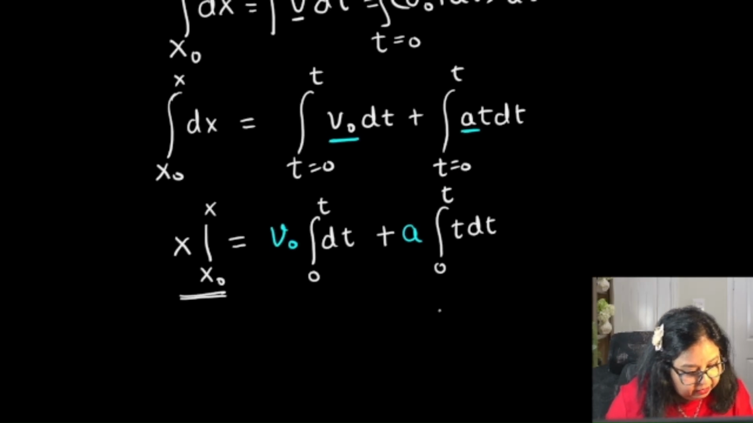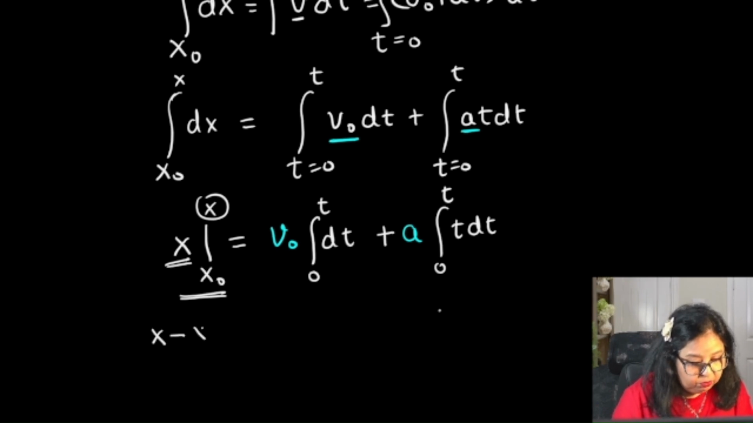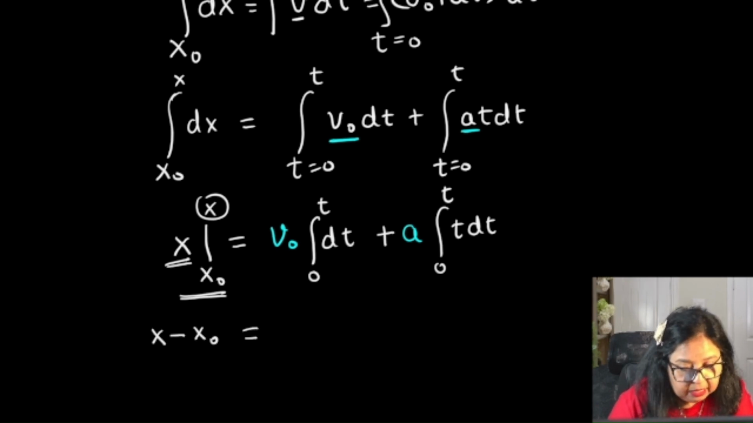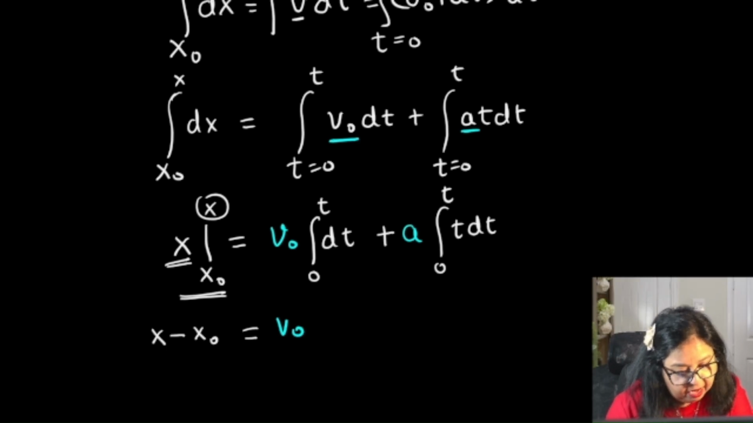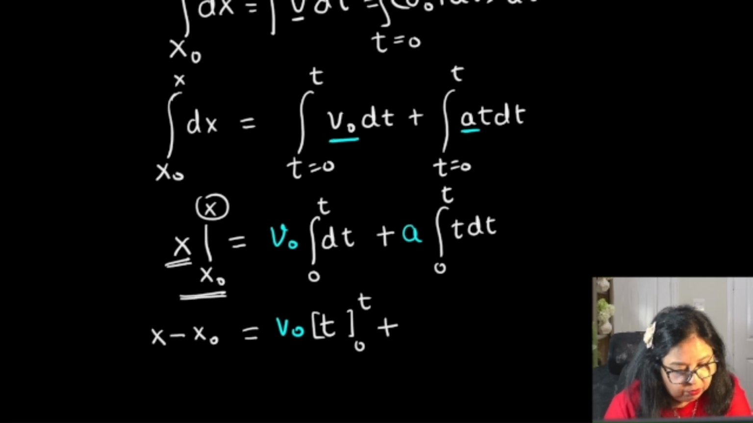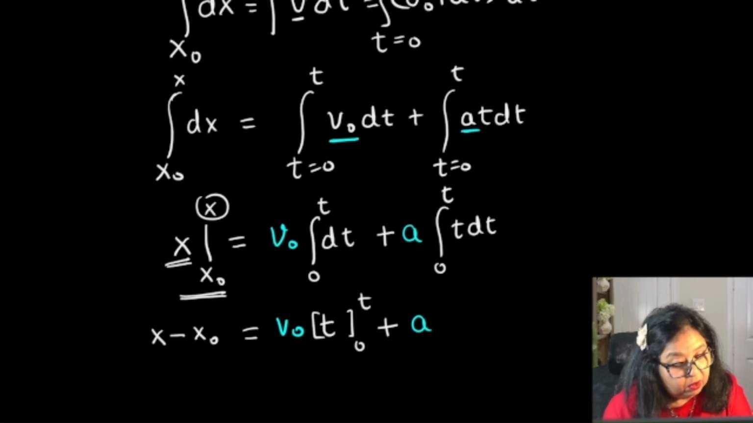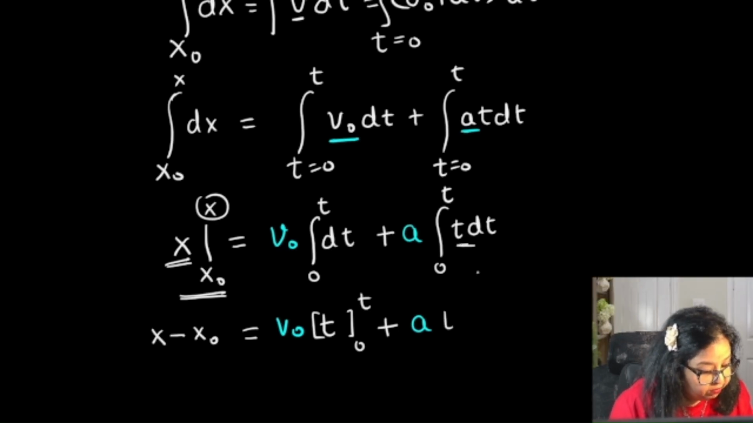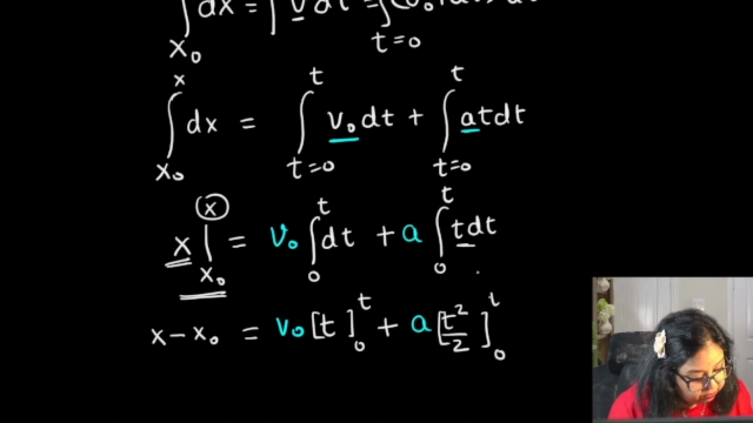Now on the left hand side we get x, the value of this x being the top value x minus the lower value x naught, equals what? Equals v naught times t, where t goes from 0 to t, plus acceleration a, and then we are doing the integral of t, this t over here, which gives us t squared divided by 2, and the limits are 0 to t.